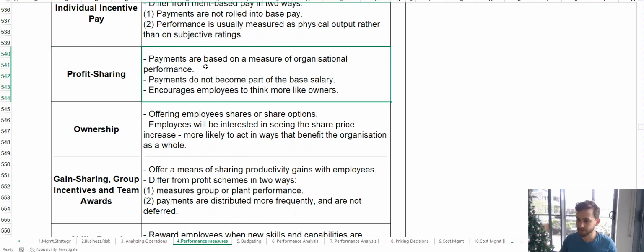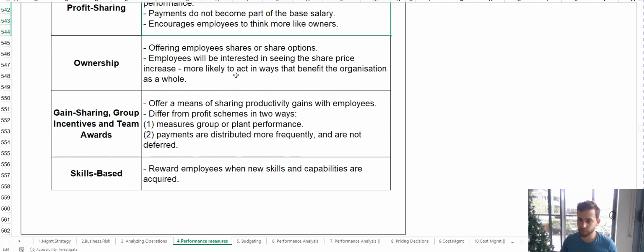Profit sharing. So this is payments based on a measurement of organizational performance. Payments do not become part of the base salary. It encourages employees to think more like owners. So for example, it might be a bonus, but the bonus is based on profit. So, if the company beats profit targets by 10%, each employee gets 1% of that additional amount and so forth. And it encourages employees to think like owners of the business, which is mutually beneficial because they might work harder. If they see costs which shouldn't be there, they might help identify those costs and cut them out. Whereas if they're just getting a fixed salary, they'll be like, I don't care, it's not my problem.